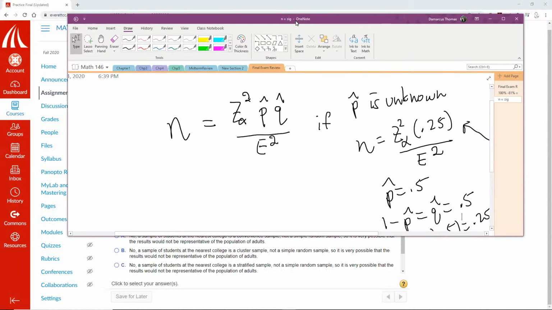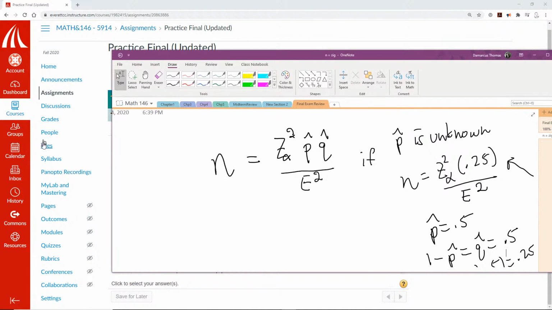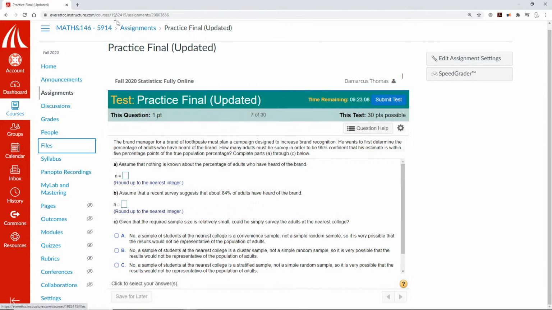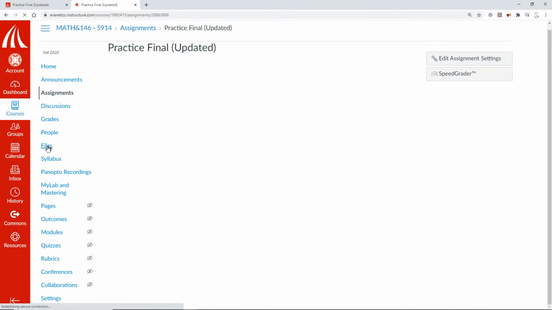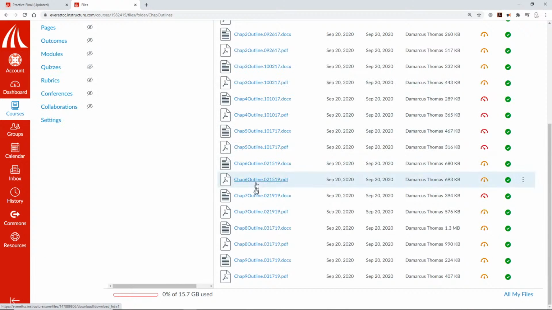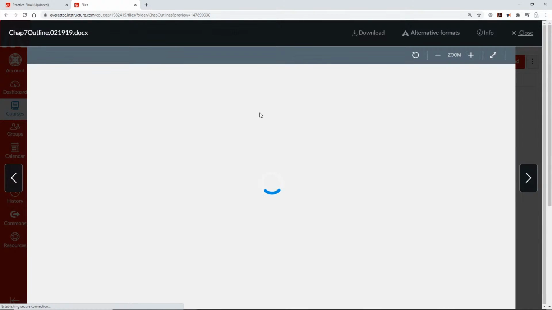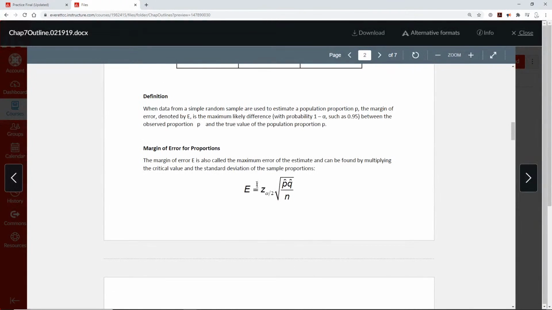So let's double check that formula. And there's several places where we can go to double check our formula. We could just go to our notes for chapter 7. So in the files menu, let's pull up. We can go to chapter outlines. Go to chapter 7 and okay, so the margin of error is this.